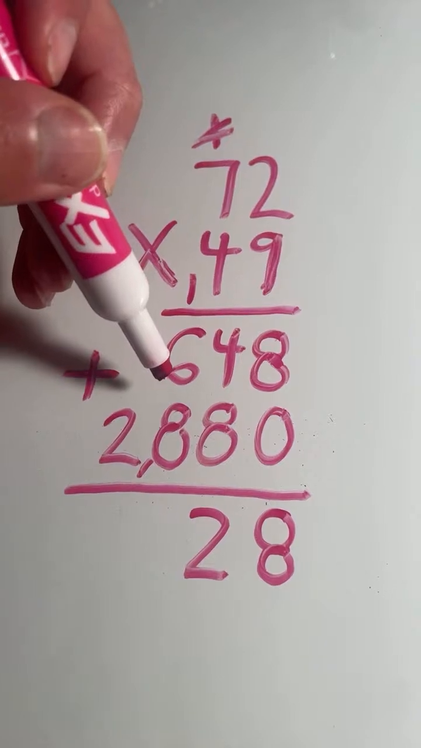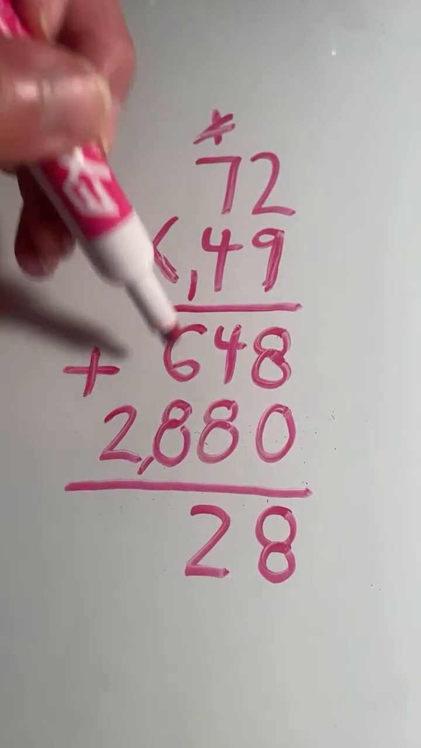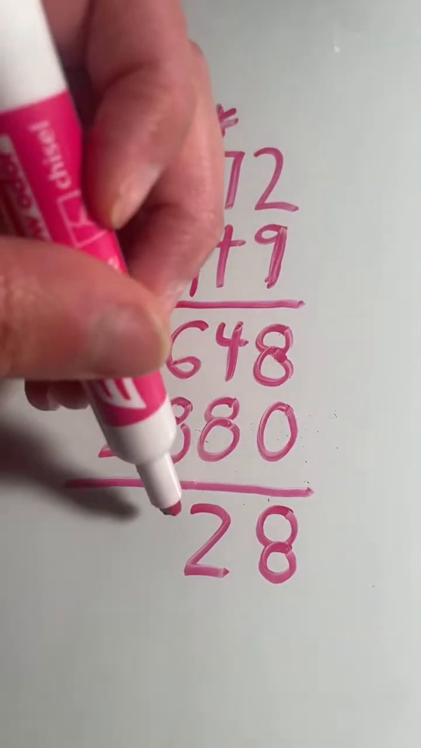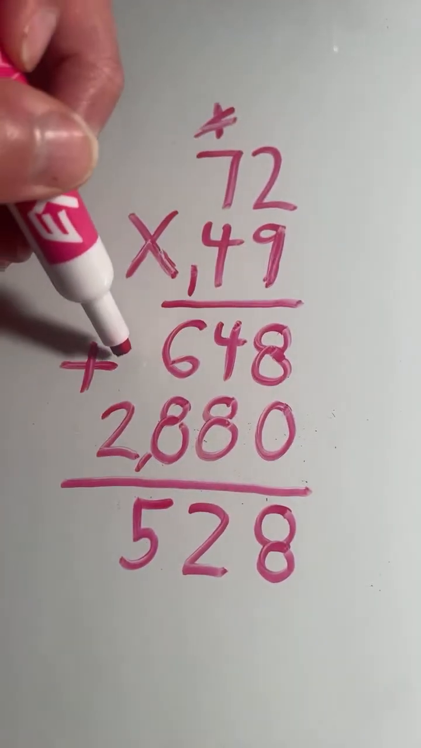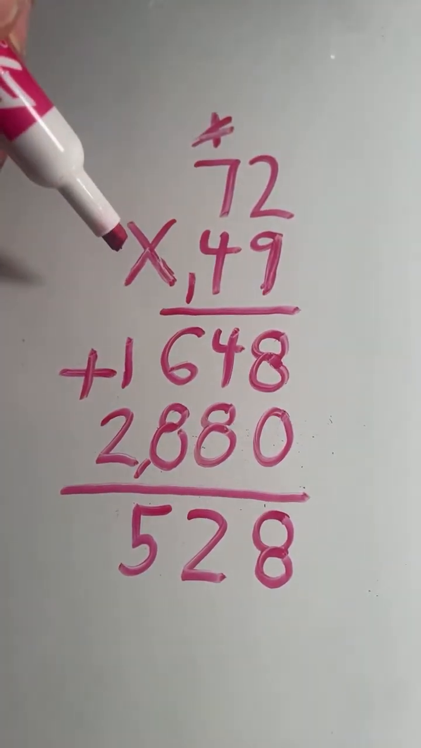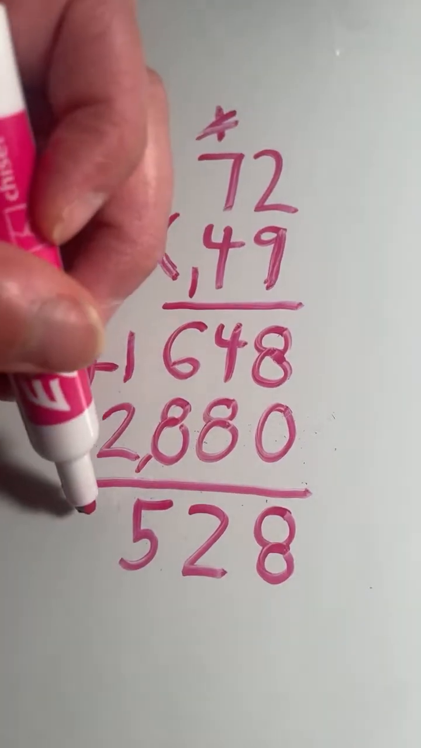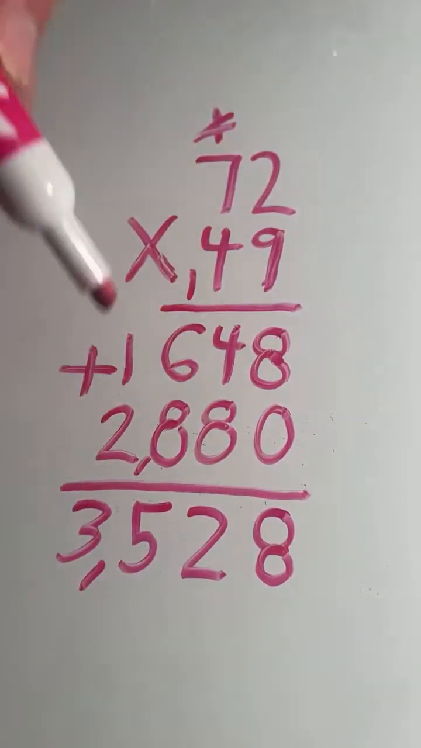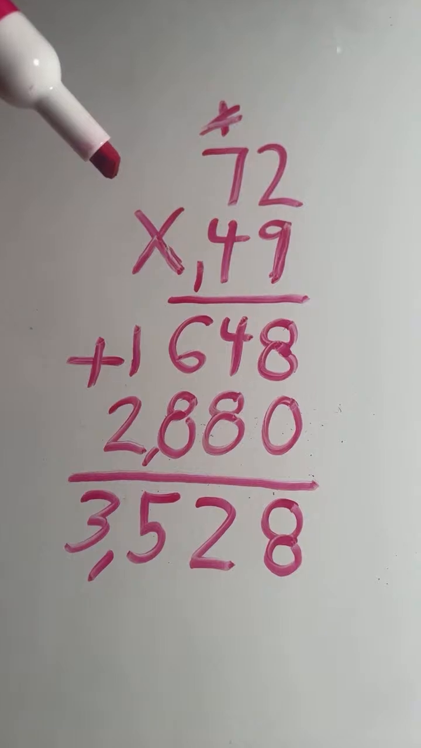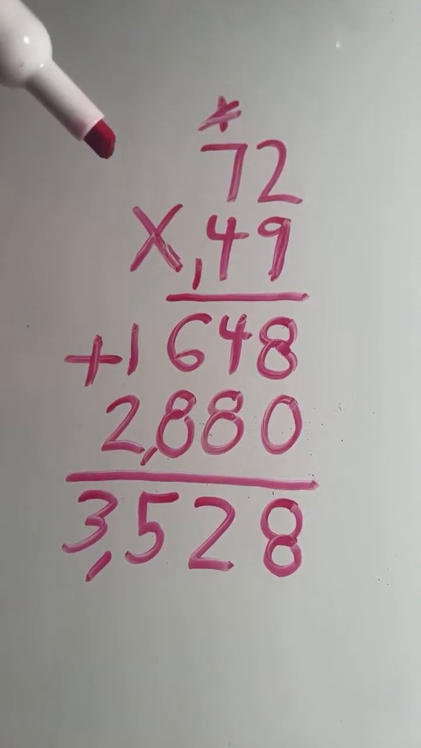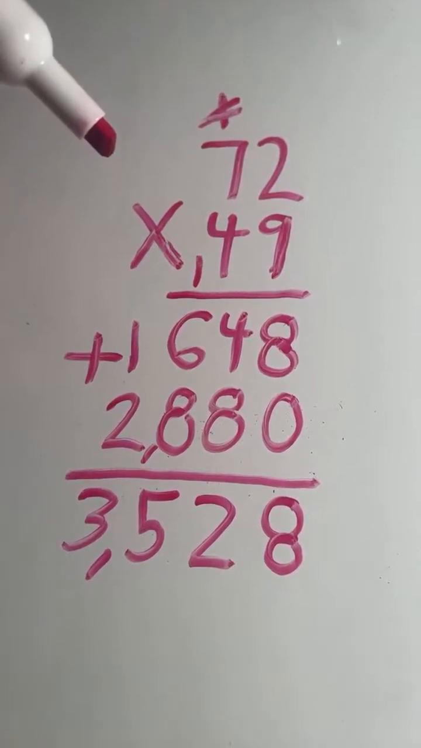1 plus 6 plus 8. So 6 plus 8 is 14. You add the 1 to your answer, you get 15. 5, carry the 1. 1 plus 2 equals 3. And we have our final answer, 72 times 49 equals 3,528.